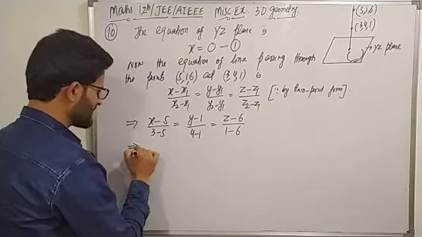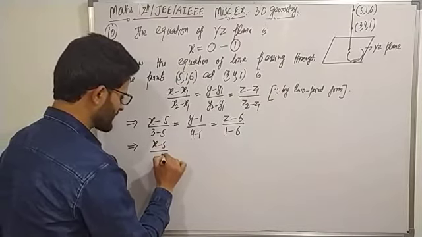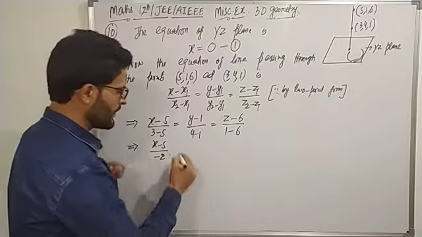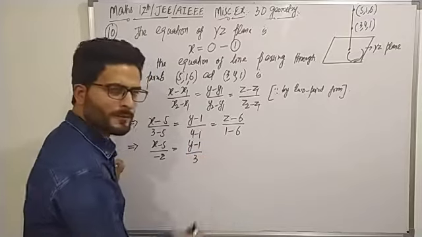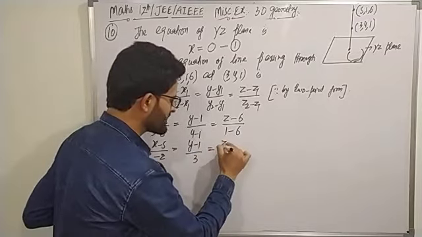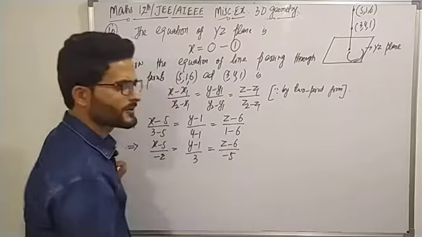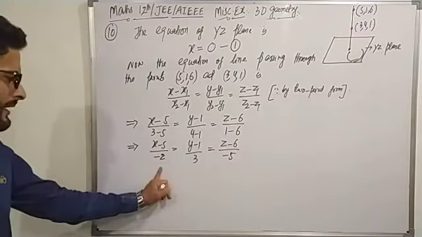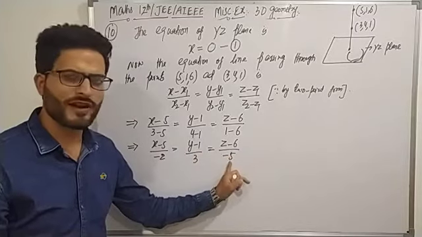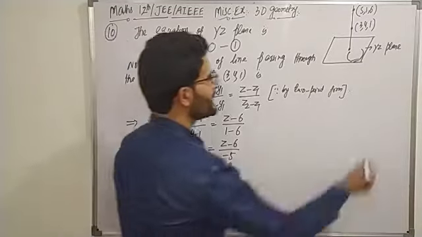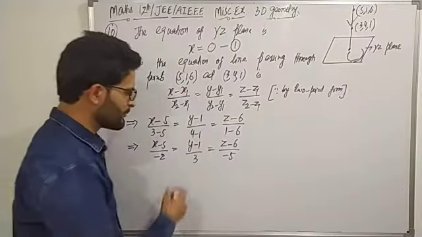So this can be written as (x minus 5) divided by minus 2, since 3 minus 5 is minus 2, which is equal to (y minus 1) divided by 4 minus 1, that is 3, and that's equal to (z minus 6) divided by 1 minus 6, that is minus 5. So (x minus 5)/(-2) = (y minus 1)/3 = (z minus 6)/(-5) would be the equation of this line which is passing through 2 points.